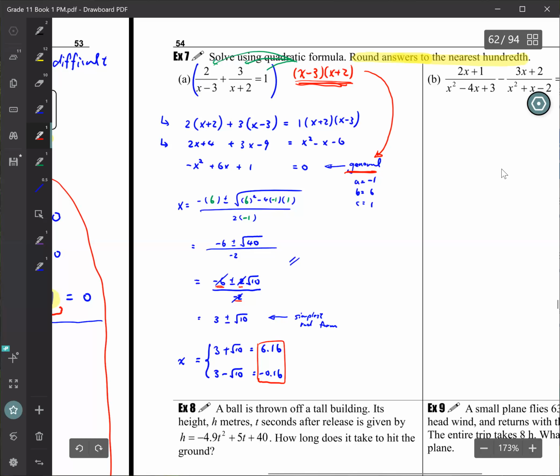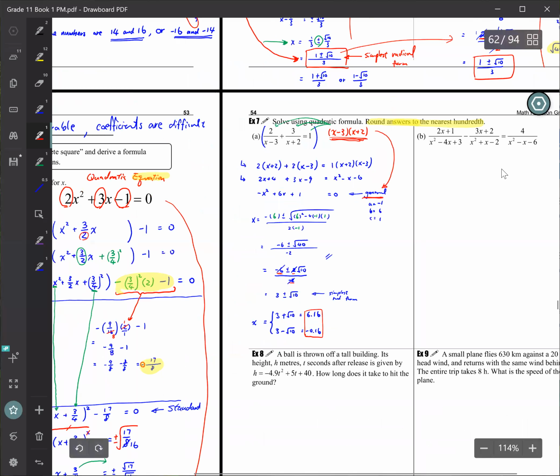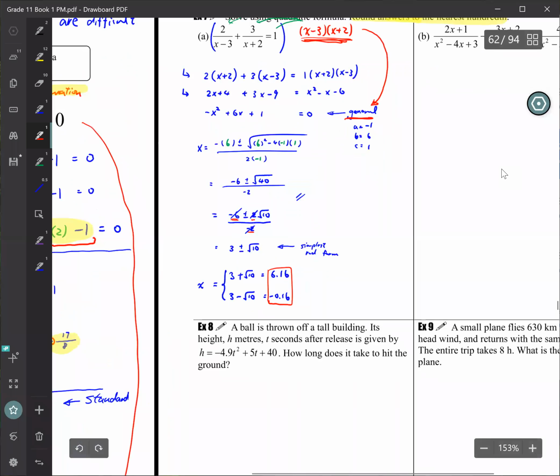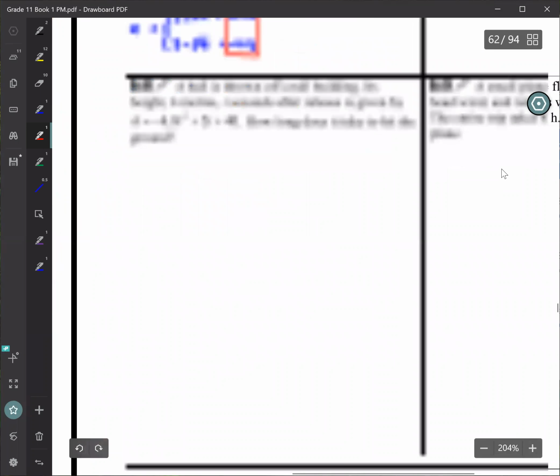Once you get the general form, you can apply it to the formula, solving the ABC. So if the question does not ask you which method to use, and it is very difficult to factor, not able to factor, then you use the formula. So let's start from question 8 first.